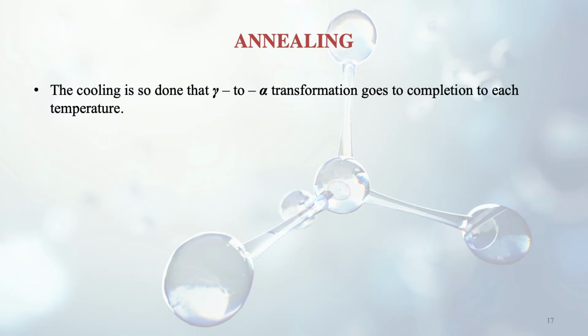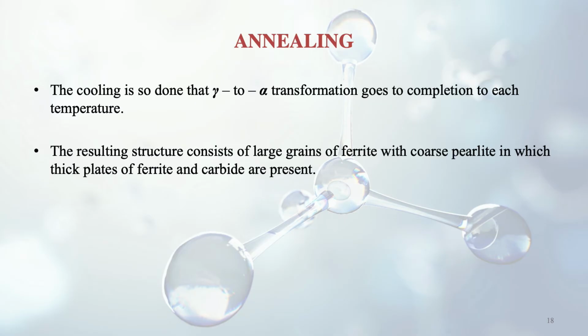The cooling is done such that the gamma to alpha transformation goes to completion at each temperature. This is the way of cooling, that gamma to alpha transformation is taking place at every temperature, meaning austenite to ferrite transformation. The resulting structure consists of large grains of ferrite with coarse pearlite, in which thick plates of ferrite and carbide are present. So after the cooling, when we come to the eutectoid point, large grains of ferrite are there with coarse pearlite.